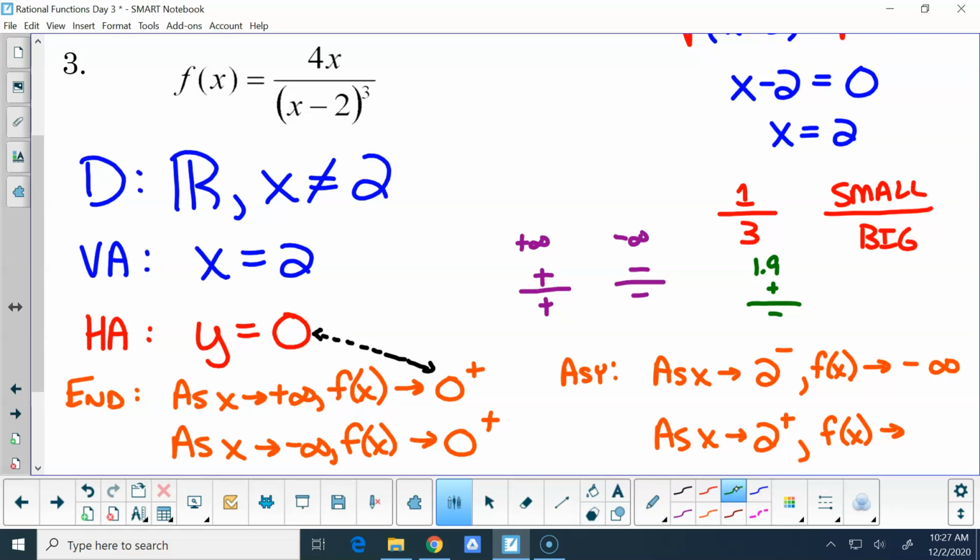Let's flip it over to the other side. Let's go 2.1. 2.1 is positive. Multiply it by 4, still positive. 2.1 minus 2 now, that's positive, right? Positive 0.1. And I cube a positive number, still going to be positive, right? Positive divided by a positive is a positive, so this side is going to positive.